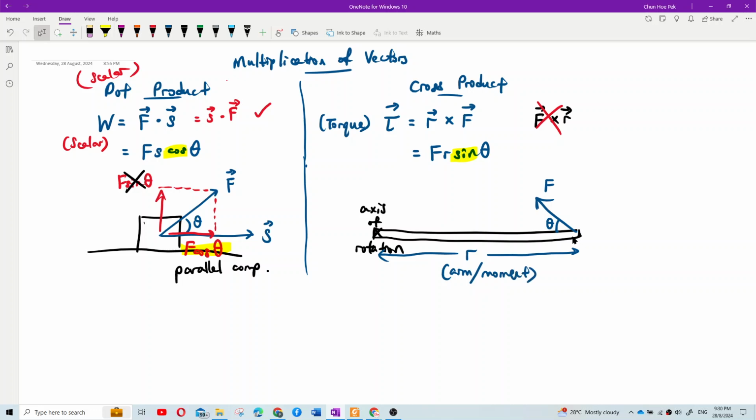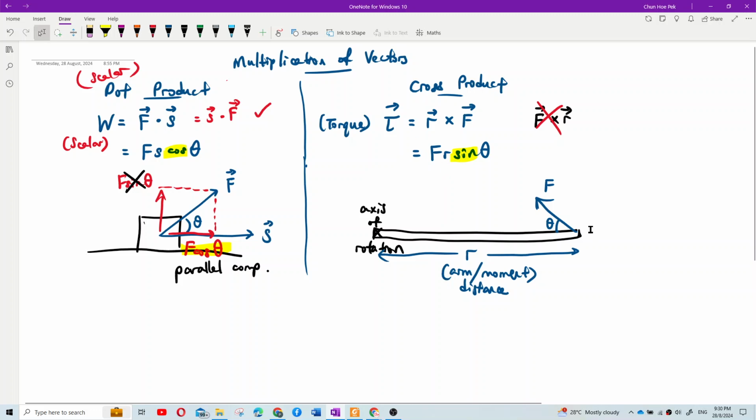Understand? It's actually just a distance. Distance from where to where? Distance from the axis of rotation to the force. The distance between these two points is what we call the R. It's the arm or moment. We call it moment or we call it arm. Okay, so that's the R here.